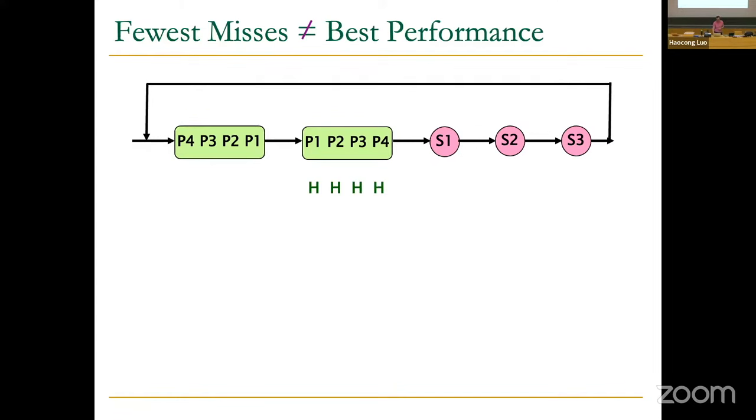You can also think about it that way. So basically, what we're going to demonstrate is that fewest misses is not going to lead to the best performance in this sort of access pattern. And how do you demonstrate that? Let's look at Belady's optimal.